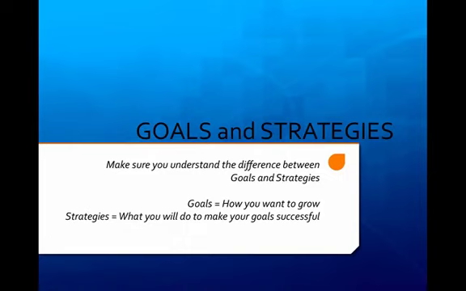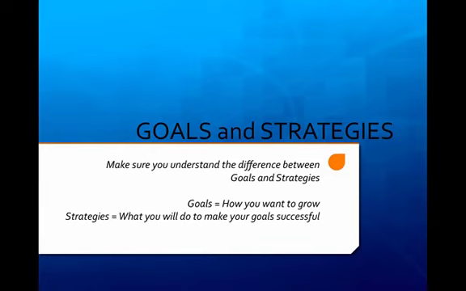Okay. Once you have introduced it, then you can move on to goals and strategies. It's important that you know the difference between goals and strategies. Sometimes people think that they're the same, but in reality they're very different. The goal is what you want to grow and get better at. The strategy is how you'll do it.